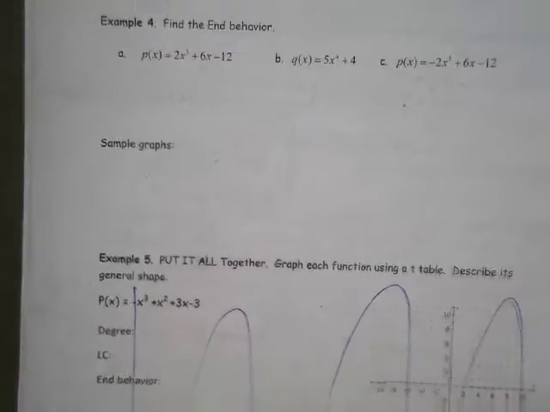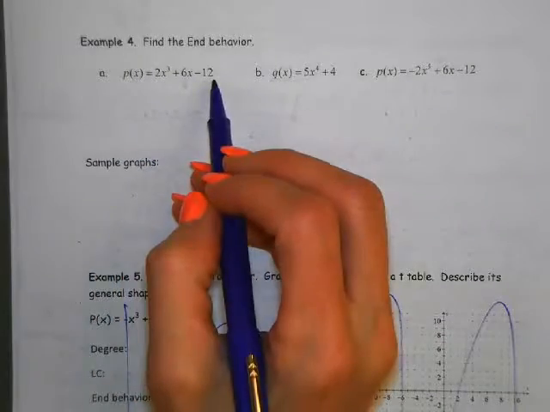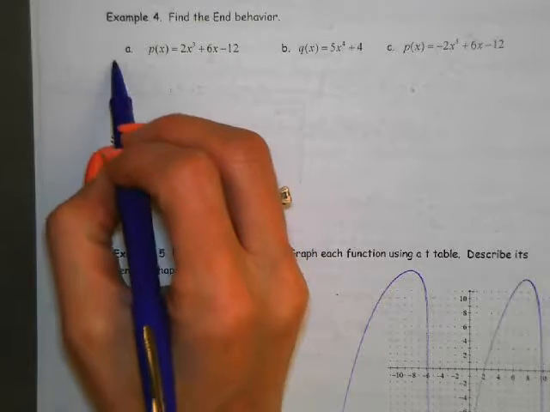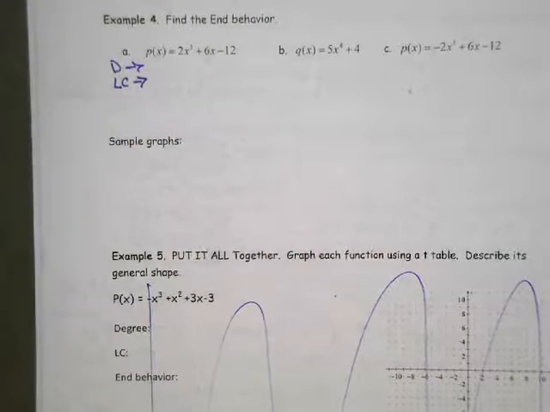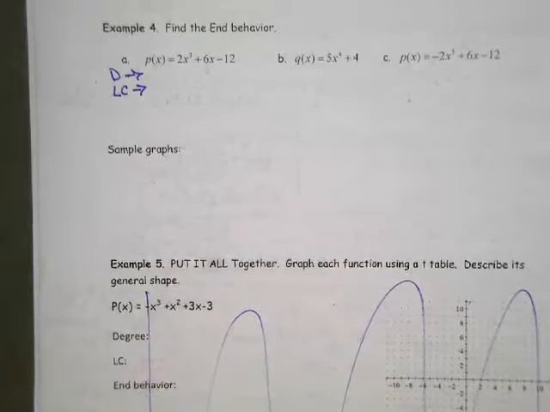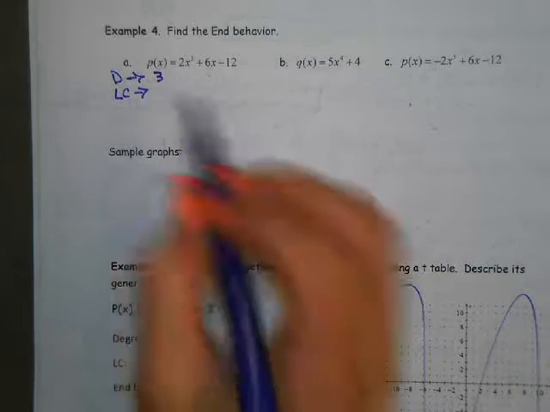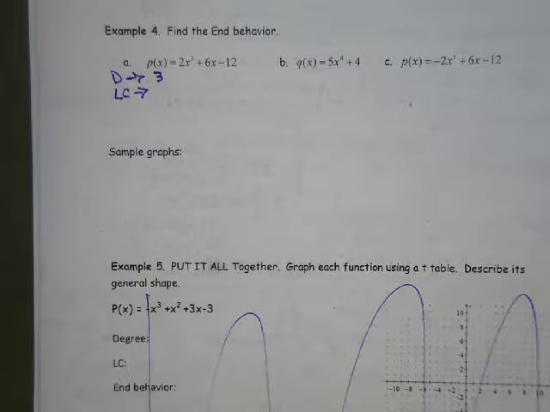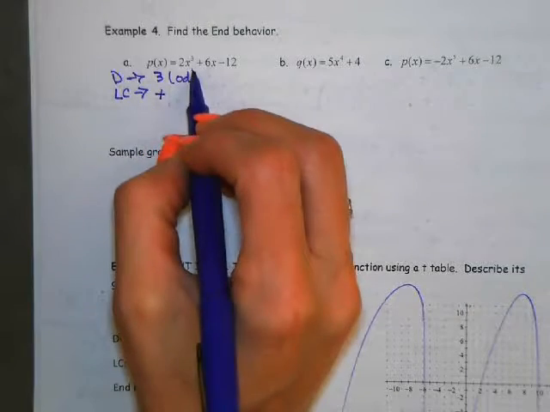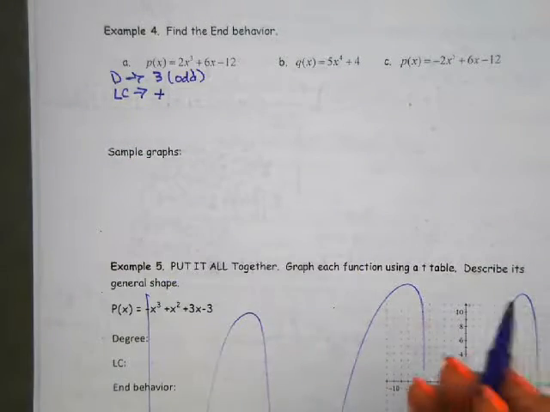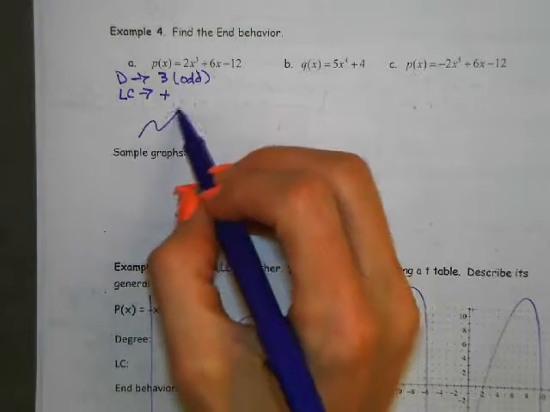So find the end behaviors. We have p of x, we have 2x cubed plus 6x minus 12. All right, so I need to look at the degree, and I need to look at the leading coefficient. That's all I need to look at. So what's the degree of this one? 3. Is the leading coefficient positive or negative? Okay, positive. So this is odd. So I have an odd positive. So I, right now, should be able to know that it's going to look something like this.